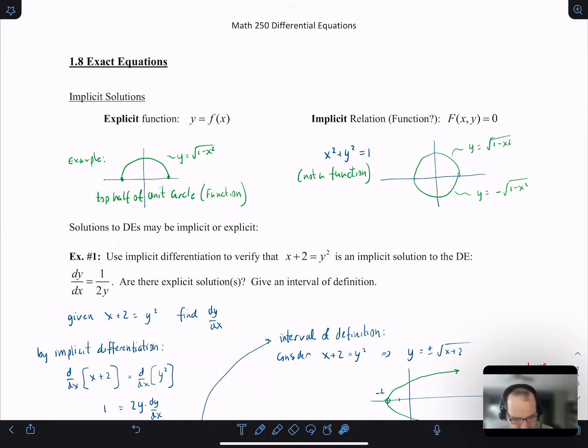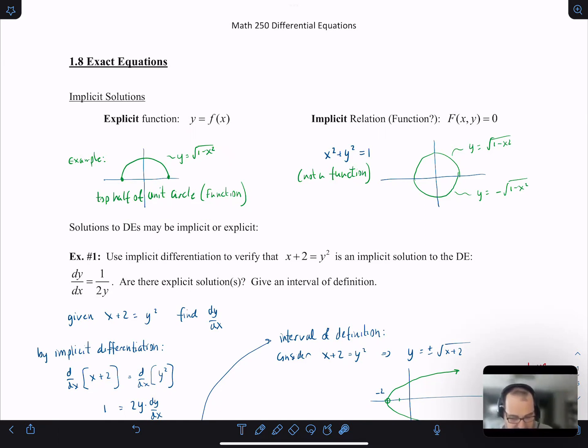So here's a simple example just to illustrate. If you think about the top half of a unit circle, the top half of a unit circle is indeed a function. It passes the vertical line test, and we can write a function notation for it. A unit circle is x squared plus y squared equals 1. You can solve this for y and get y equals the positive square root of 1 minus x squared. This would be the top half of the circle. So this is explicit, and this is a function, and this is all good.